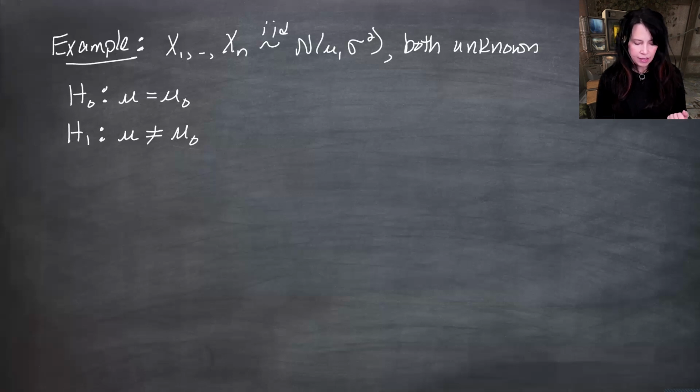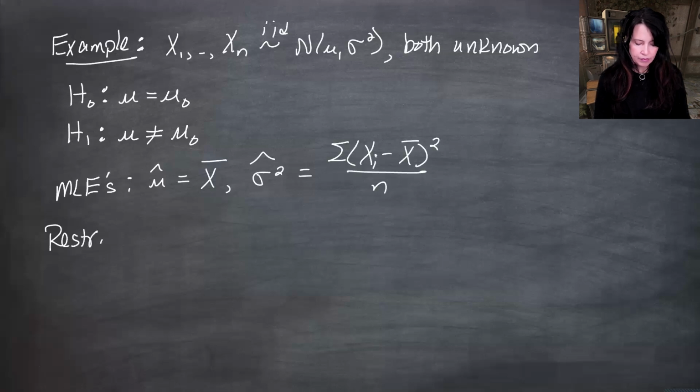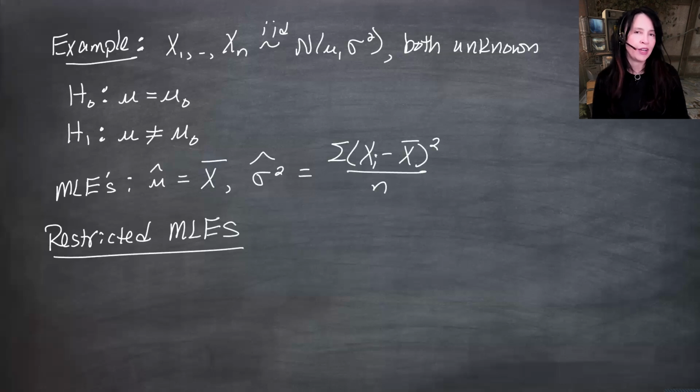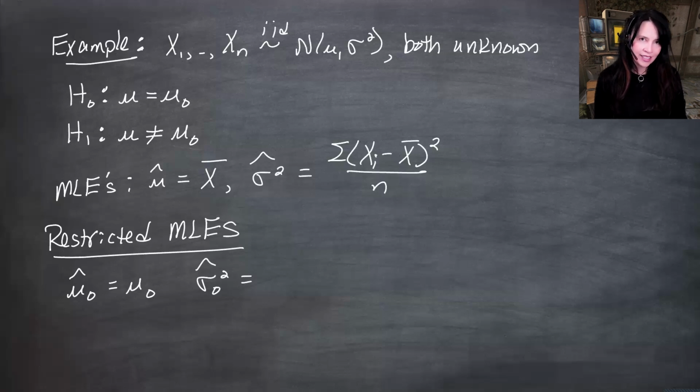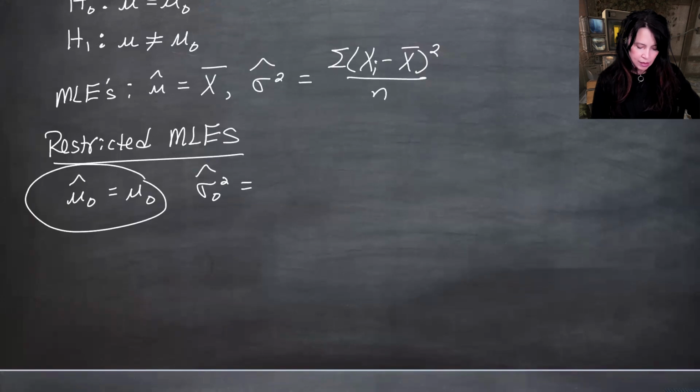You still have the idea of the MLEs. The unrestricted MLEs would be mu hat equals x bar, and sigma squared hat equals the sum of the xi minus x bar squared over n, the biased version of sample variance. The restricted MLEs is where the work is. So what is our estimator for mu when we're restricting ourselves to the space where mu equals mu naught? Our estimator for mu is just mu naught. To find sigma naught squared hat, we need to maximize the likelihood under this restriction. And I'm pretty sure most of you can guess what this is going to be, but let's just try it to make sure.